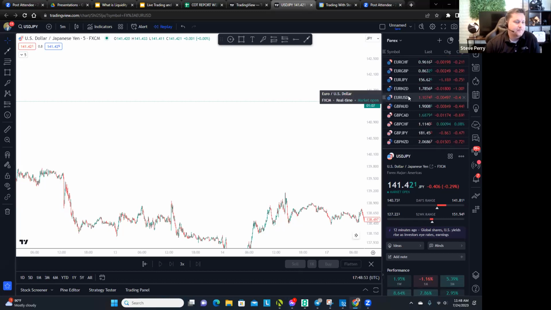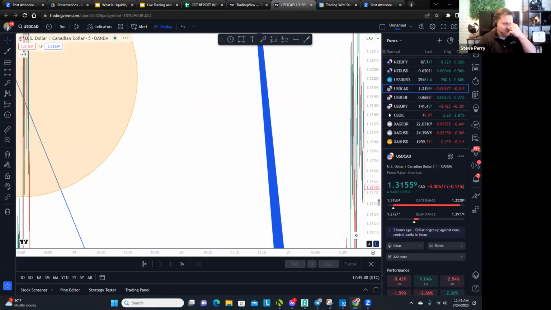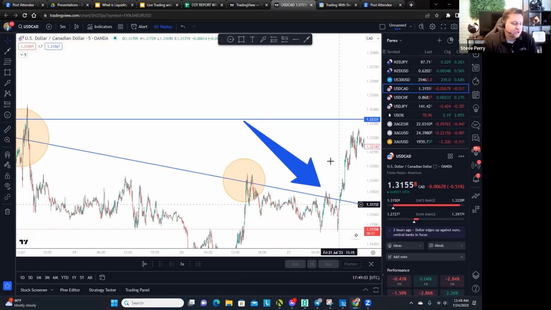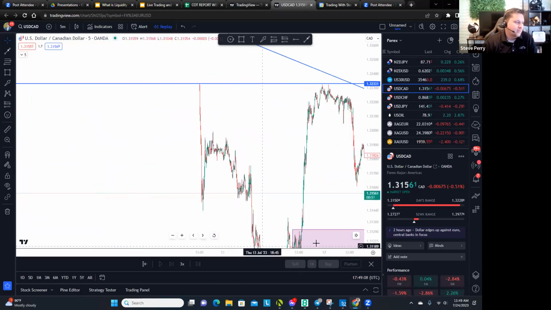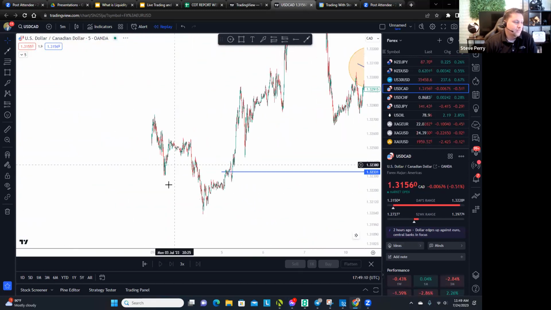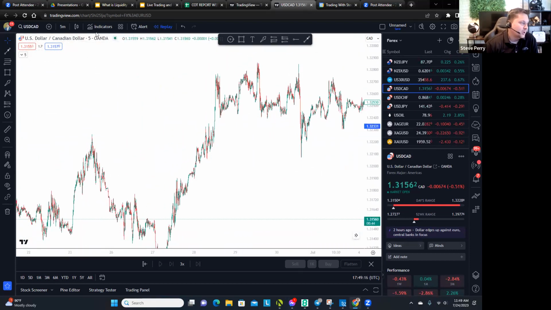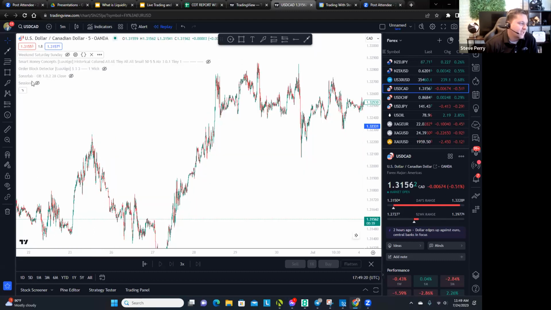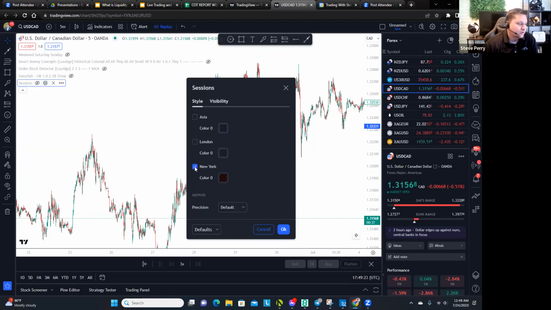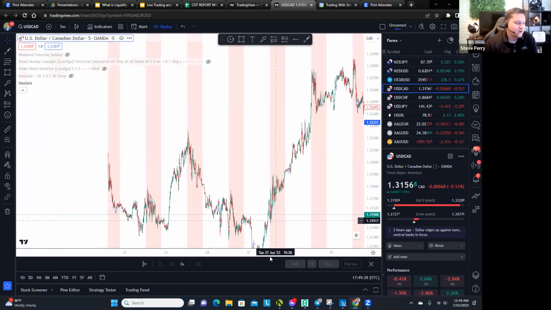Let's pull up, say, the euro dollar, or actually let's do USD CAD. I think that's a good one. Let me go back on this chart in time on a 5 minute, and let me show you how you would do this if you wanted to trade the open. So you pull up the indicator, just a sessions indicator, any sessions indicator would be fine, and then you just turn on New York. I gotta unhide it. There we go. Okay, so right here is the beginning of New York.